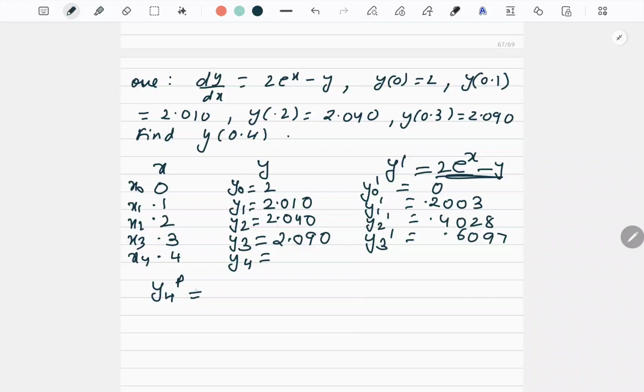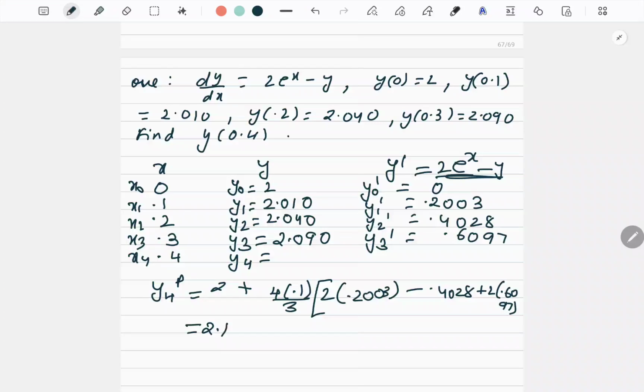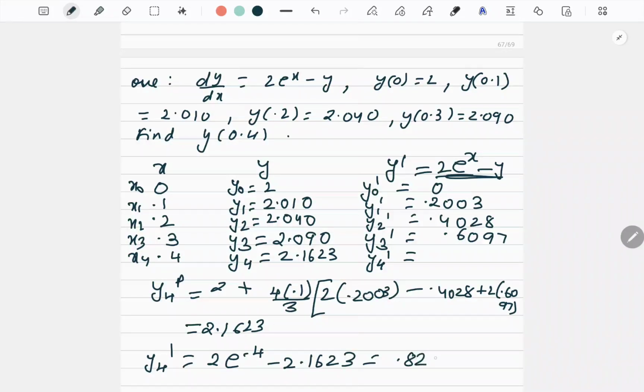Okay. Now apply predictor formula. When you apply predictor formula, so you will get, I am directly applying without writing formula. So 2.1623 I got. Now find out y4 dash. So y4 dash means what? y4 dash is equal to 2 e to the power 0.4 minus 2.1623, which is 0.8213.